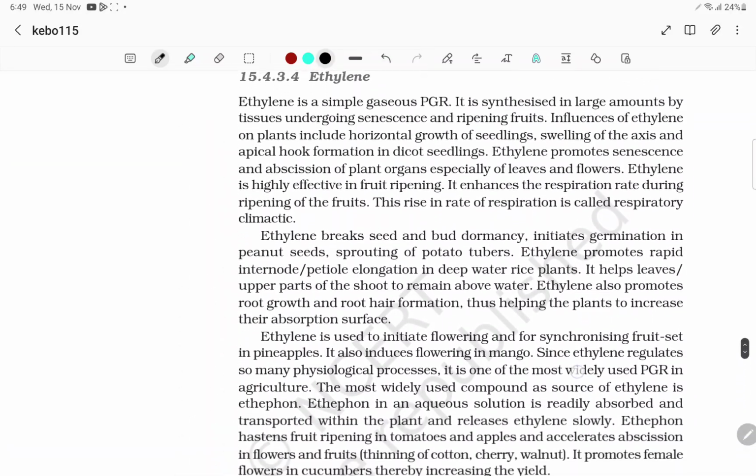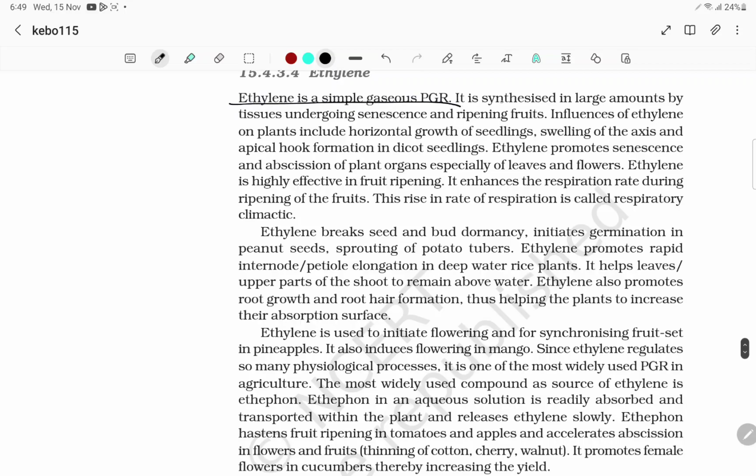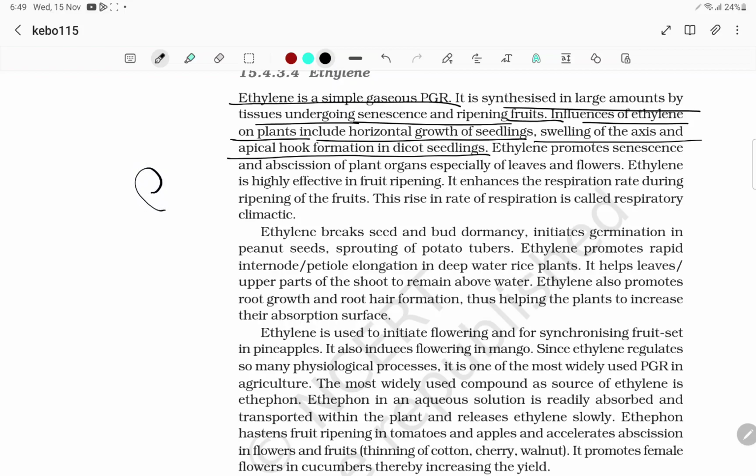And the next thing is ethylene. It is a gaseous PGR. It is synthesized in larger amounts by tissue undergoing senescence and ripening fruits. Influences of ethylene on plants include horizontal growth of seedlings, swelling of the axis and the apical hook formation of dicotyledonous seedlings. If you see, the dicot seedlings will have hook formation because in the dicot we don't have the coleoptile and coleorhiza as a covering. So, in order to protect the dicot seedlings, it will grow like a hook.